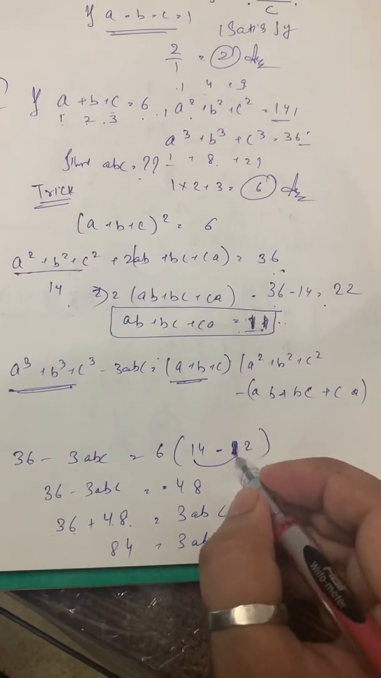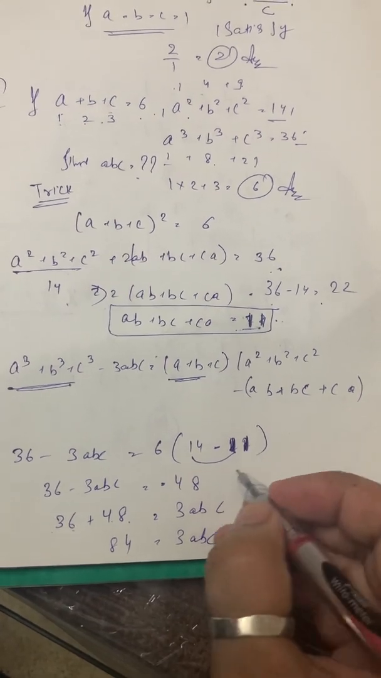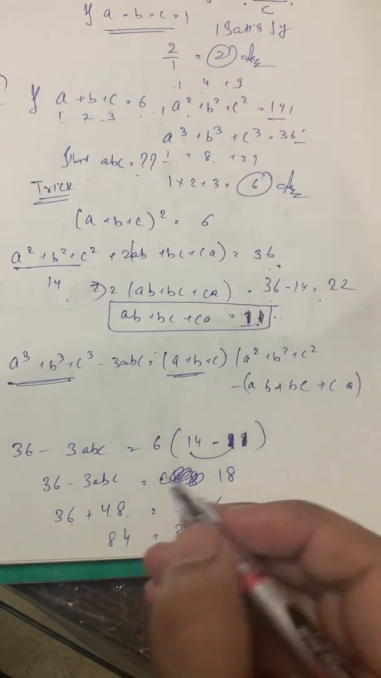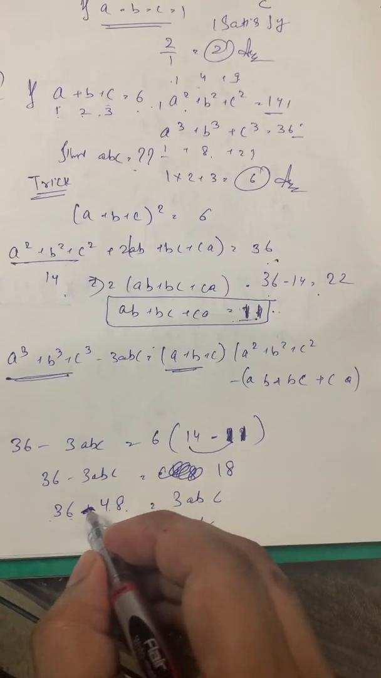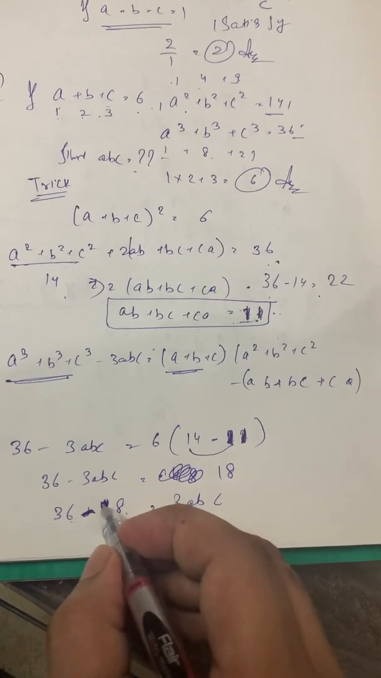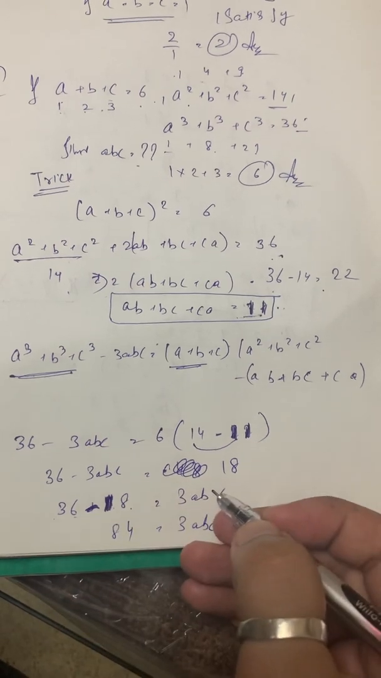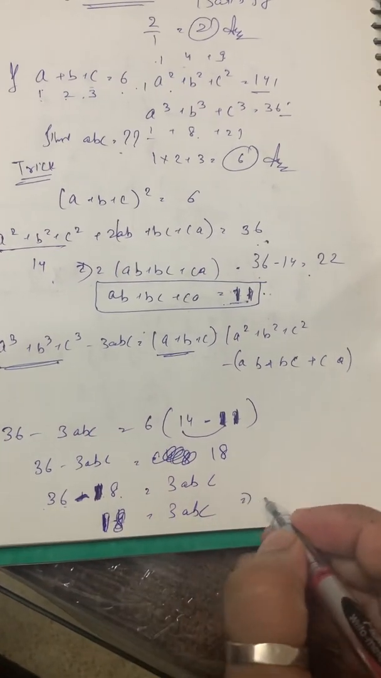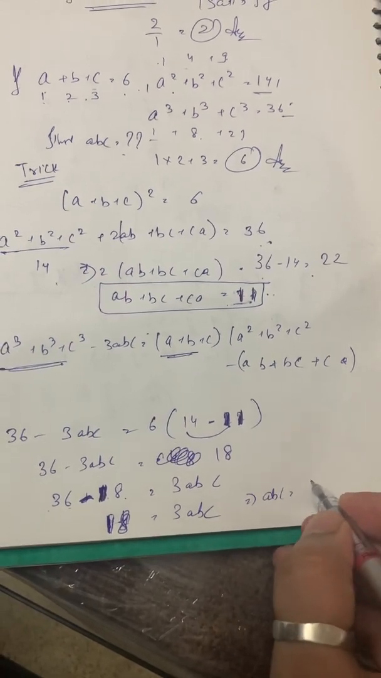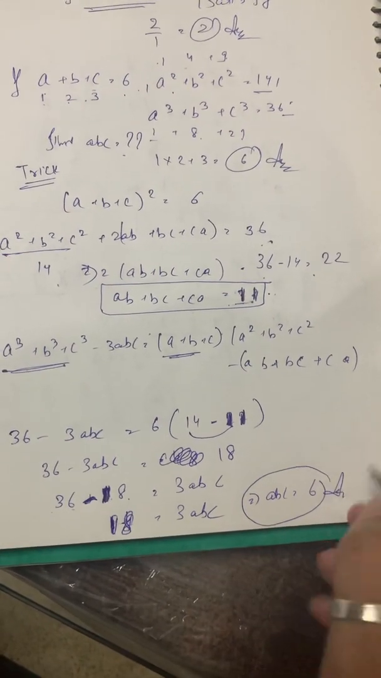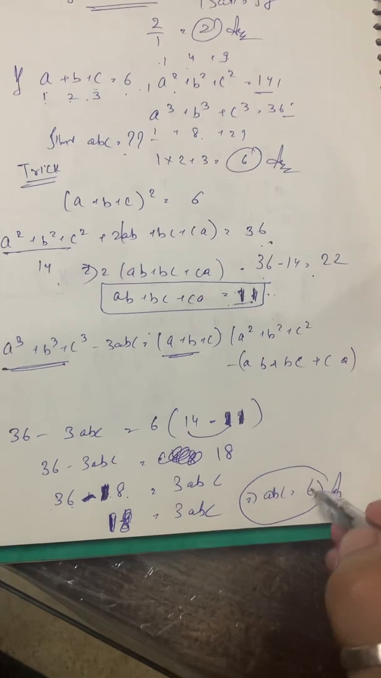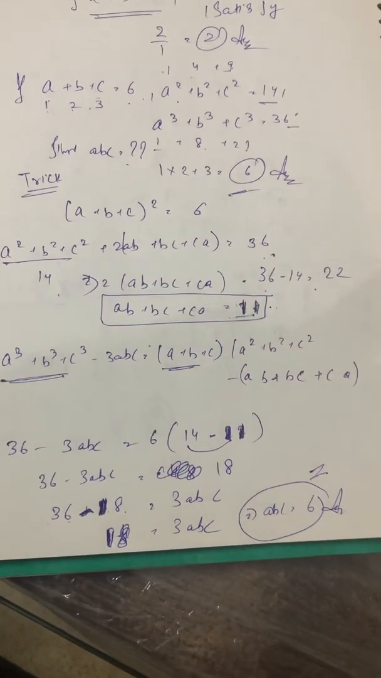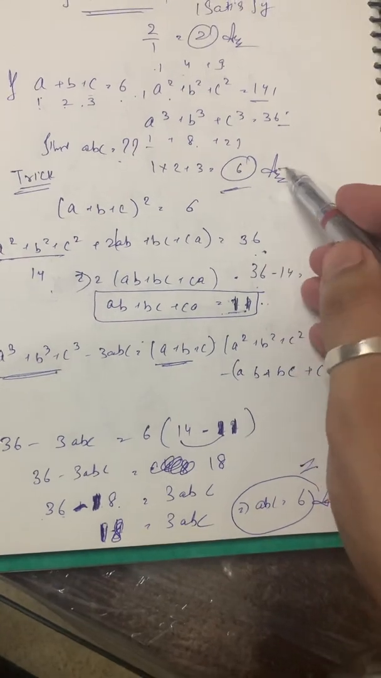So this is 11. 14 minus 11 will be 3, and 6 threes are 18. So 18 will go this side, this will be minus 18. So 36 minus this 18, so 18 will be left only. So what should be abc? This will be 6. So in around 1.5 minutes I have solved to find abc. abc, 6 answer.